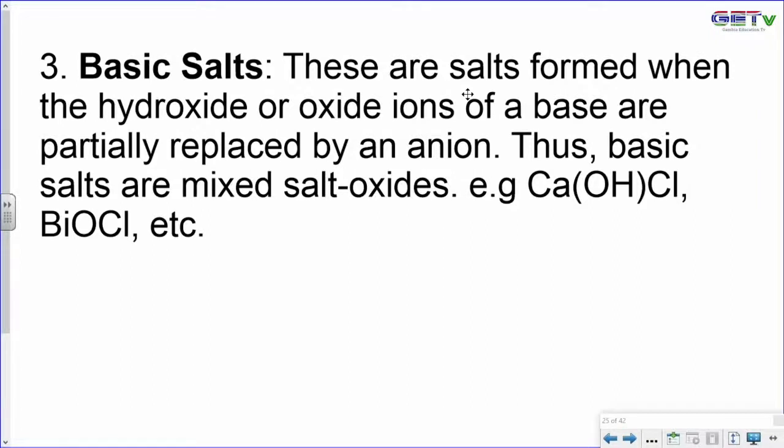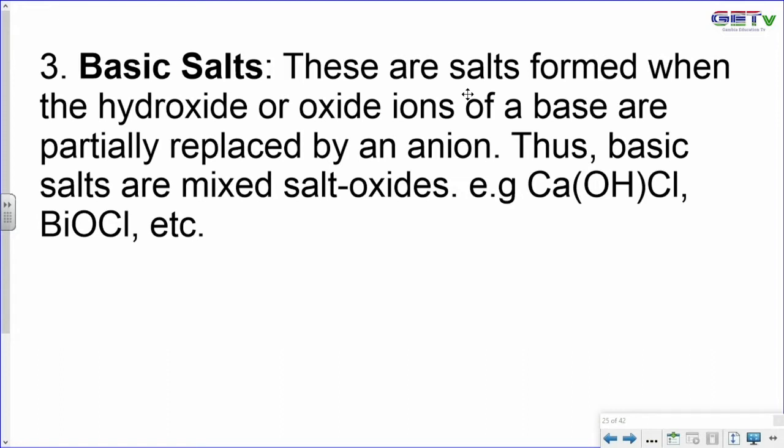The third type of salt we have is called the basic salt. Now, these are salts formed when the hydroxide or the oxide ions of a base are partially replaced by an ion, and then therefore these basic salts are mixed with salt oxides. And the example we have is calcium chloride hydroxide and also bismuth 3 chloride oxides.